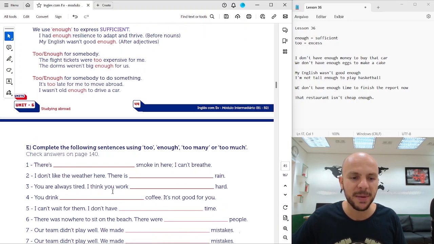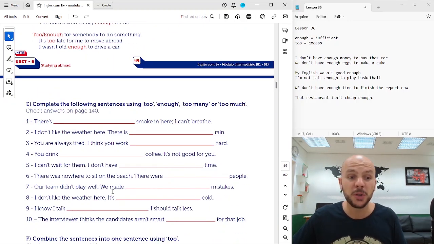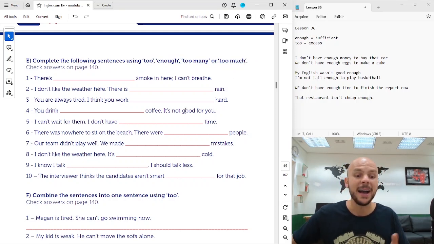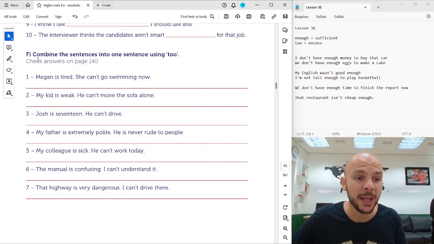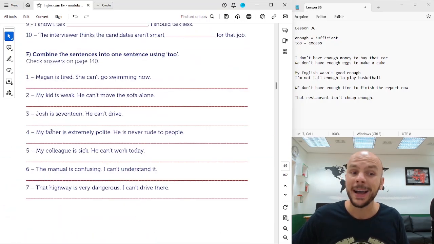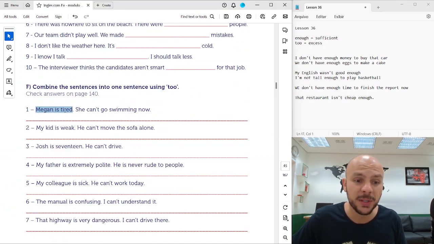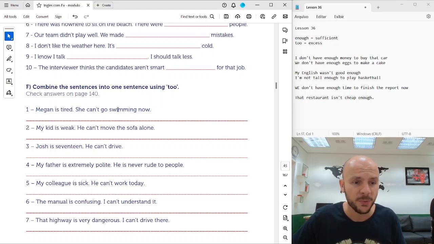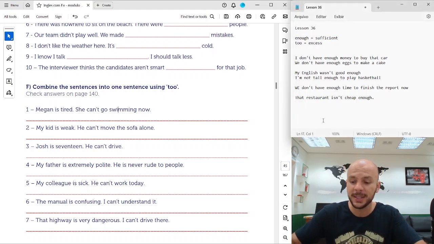So yeah, let's do some exercises to practice. You're going to do the exercise letter E, completing with too, enough, too many, or too much, okay? After that, you're going to do letter F and letter G. How does it work? We have to put these two sentences together in one sentence, okay? For example, Megan is tired. She can't go swimming now. You have to make one sentence.